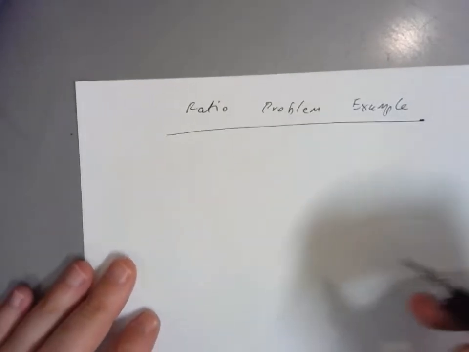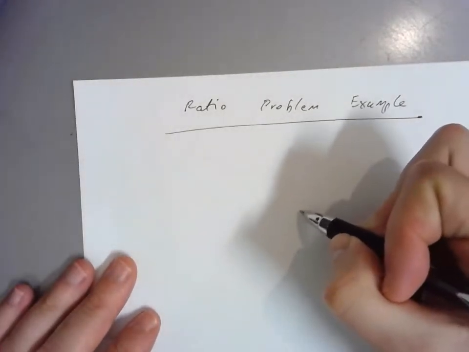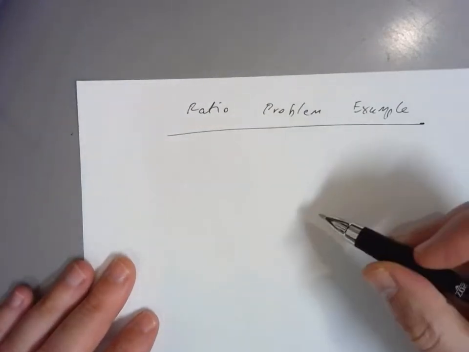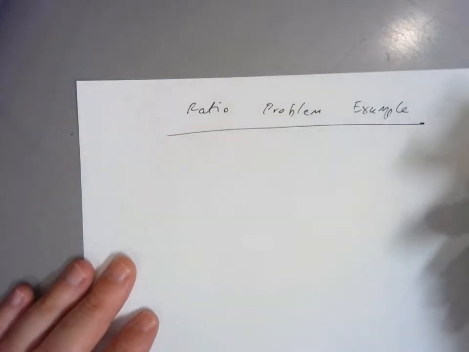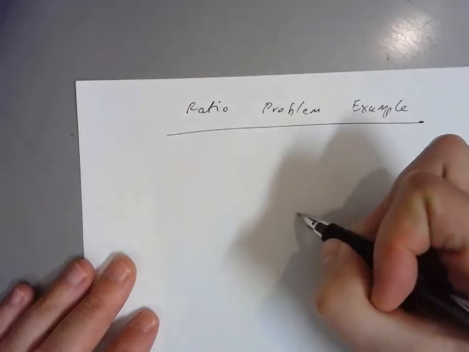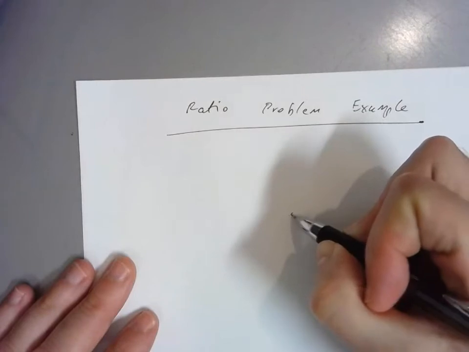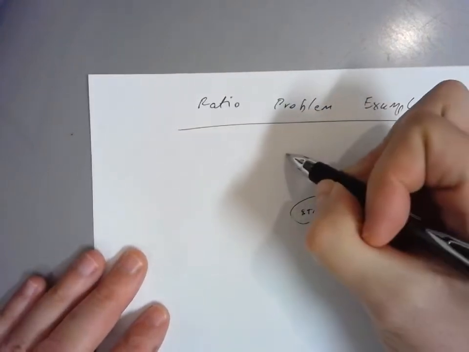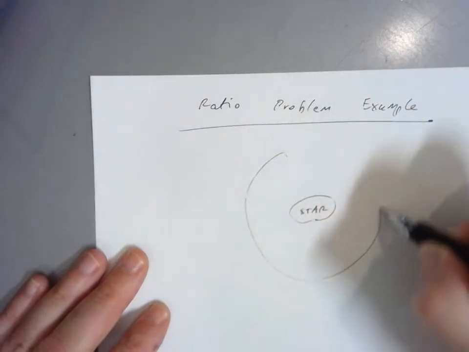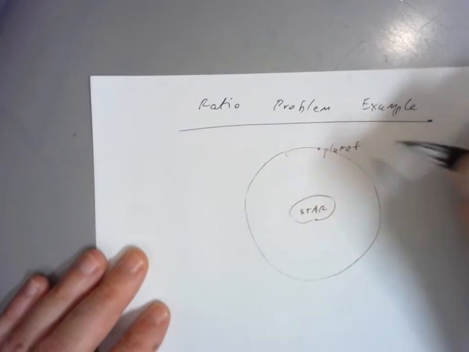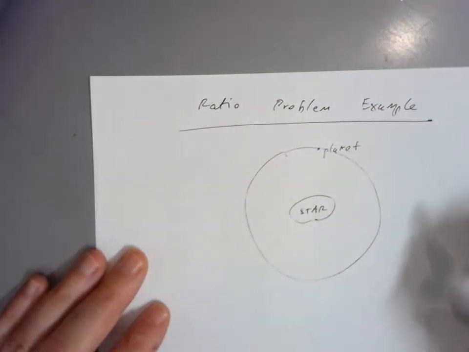So I'm going to start every problem with a picture. When we do ratio problems, we're going to be comparing two different situations: the exoplanet orbiting its star and the Earth orbiting the Sun. But the same picture applies to both. So let's just say we have a star here and a planet going around that star in a circular orbit. That would be my picture.